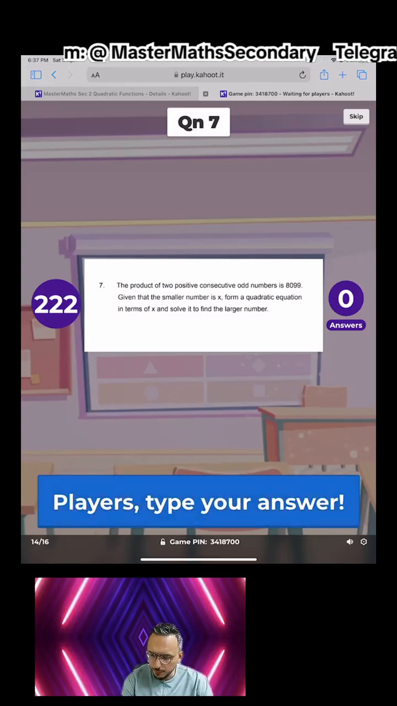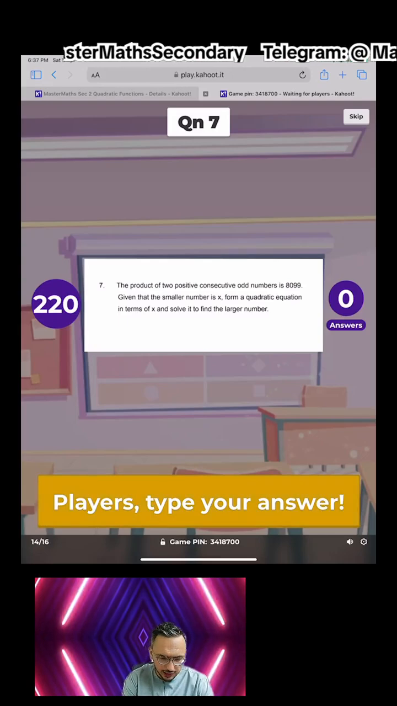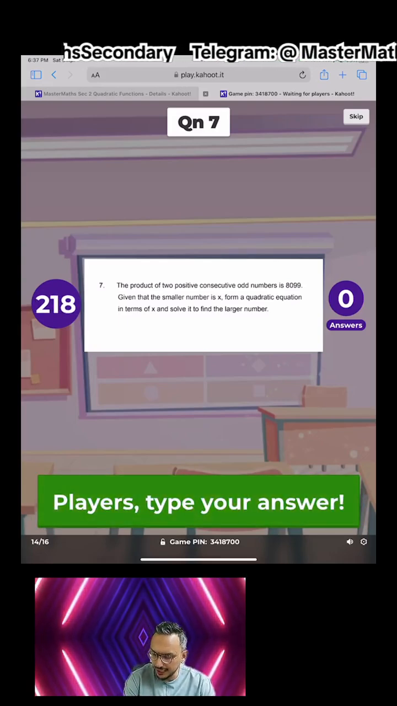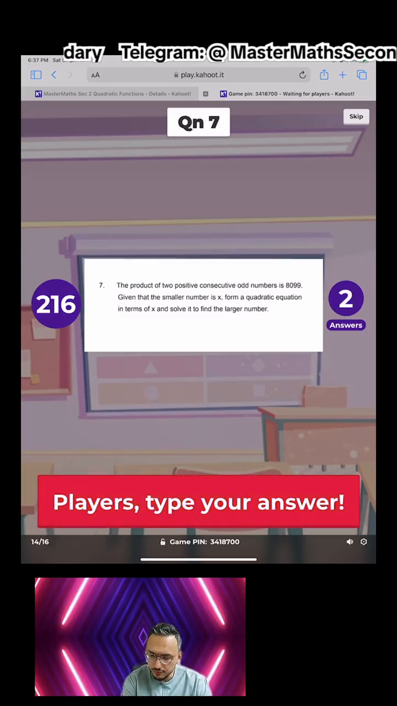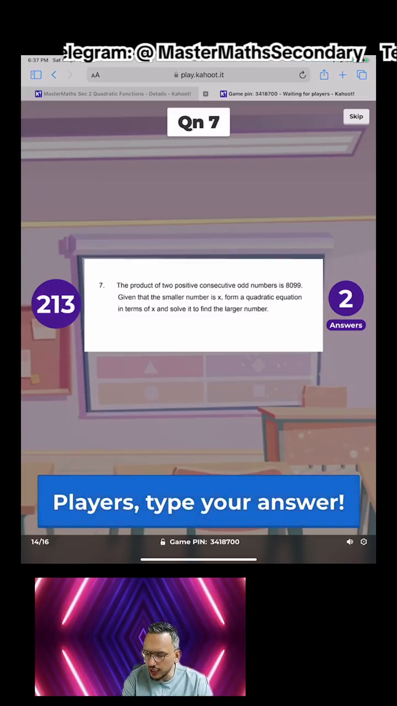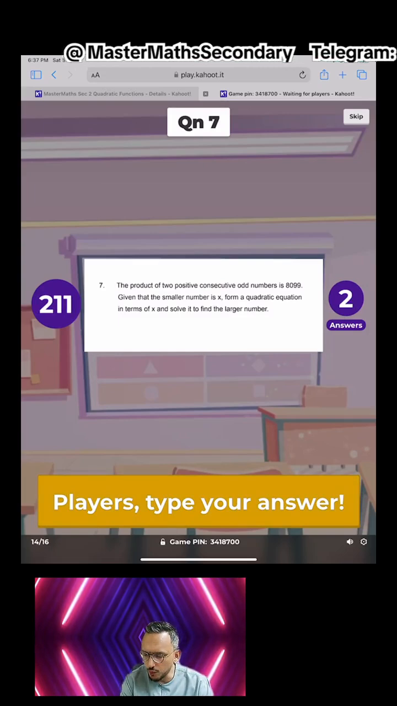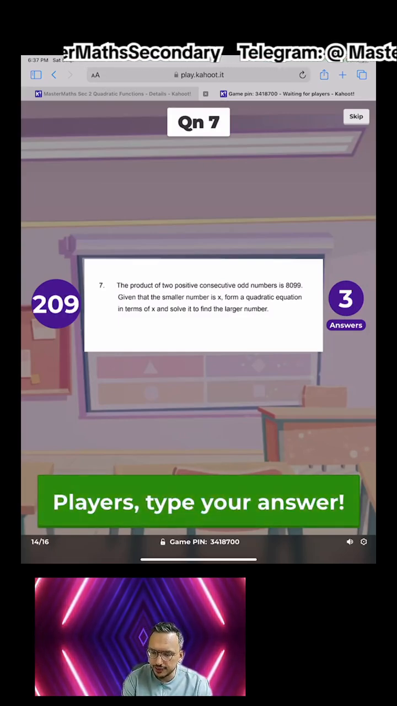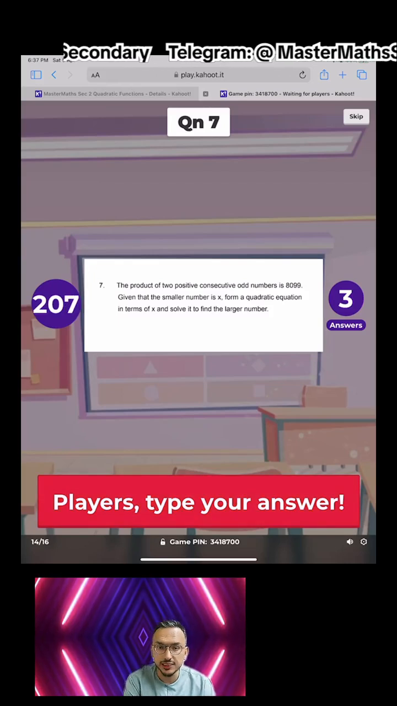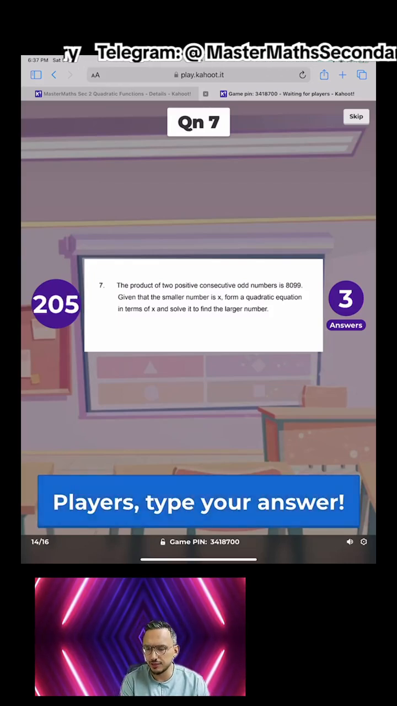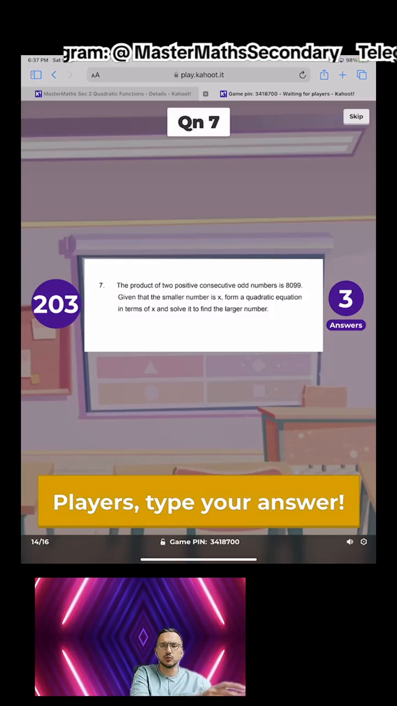Okay, we have the product of two positive consecutive odd numbers being 8,099. Given that the smaller number is x, form a quadratic equation in terms of x and solve it to find the larger number. Okay, let's see what I can do.